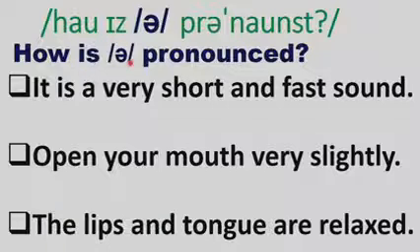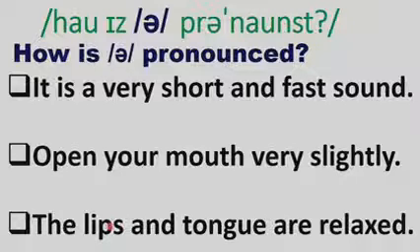The name is schwa, but it is pronounced as a very short and fast sound. When you say it in a word or syllable, you pronounce it faster than the others. You hurry over it. You don't waste time. When you pronounce it, you open your mouth very slightly. It doesn't require the mouth being that wide open. At the same time, the lips and tongue are relaxed. You don't need to stress the tongue. You don't need to stress the lips.